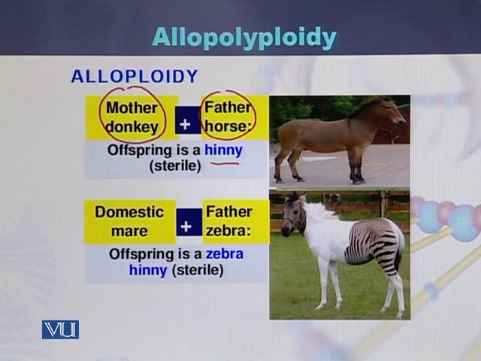The second example of allopolyploidy is a cross between the domestic mare and the zebra. In this cross, the zebra is usually the father and the domestic mare is usually the mother. As a result of a cross between these two individuals, a zebra hinny is produced. Both these animals are sterile; they cannot produce offspring.